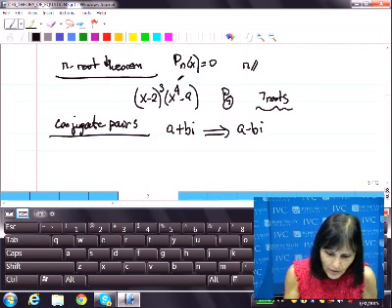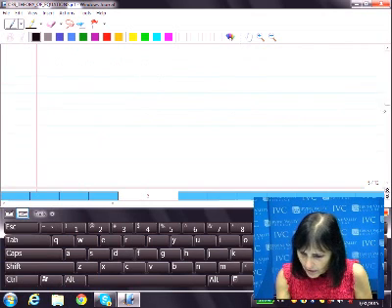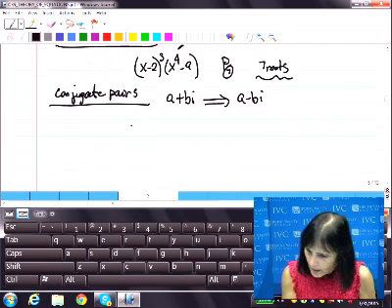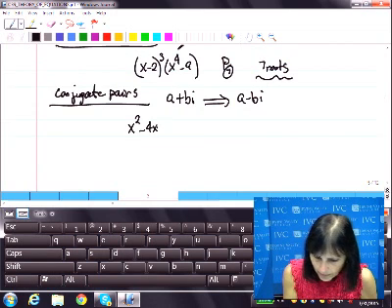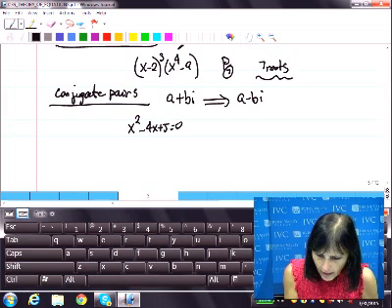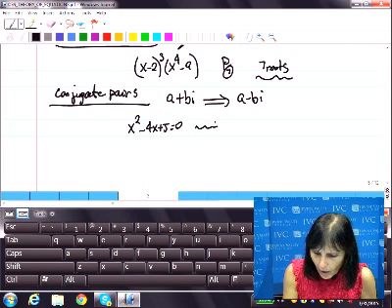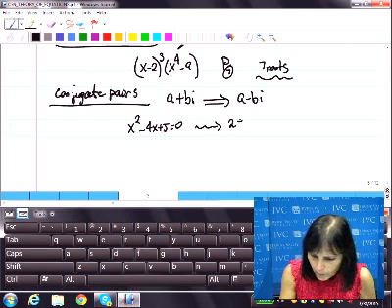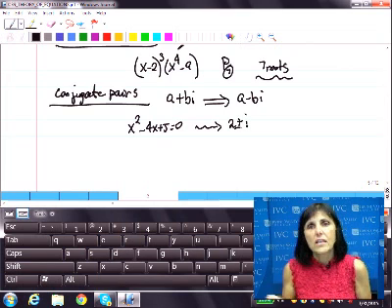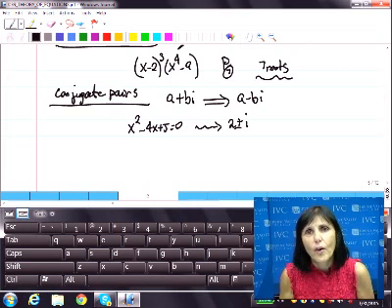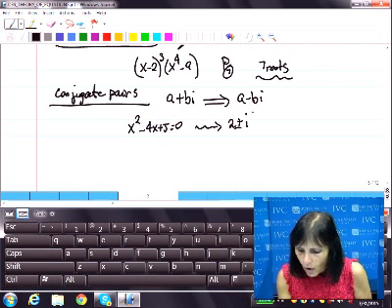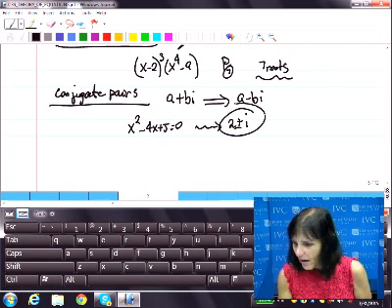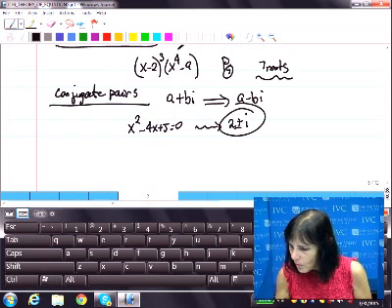For example, we did this example before in some of the videos. I got x squared minus 4x plus 5 equals 0. And we went and found out that 2 plus or minus i is a pair of complex roots for that polynomial. So it came in pairs. So that really, really will help.